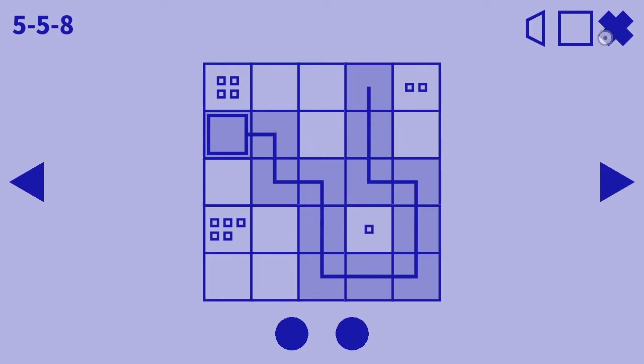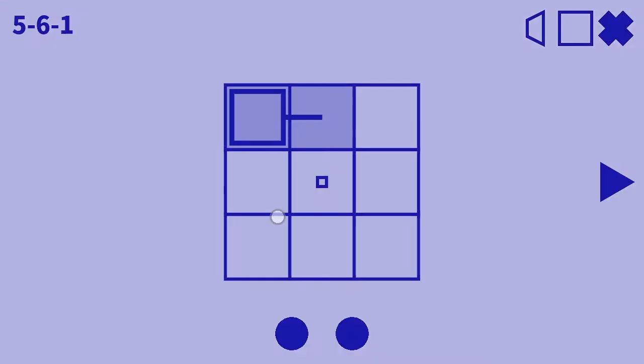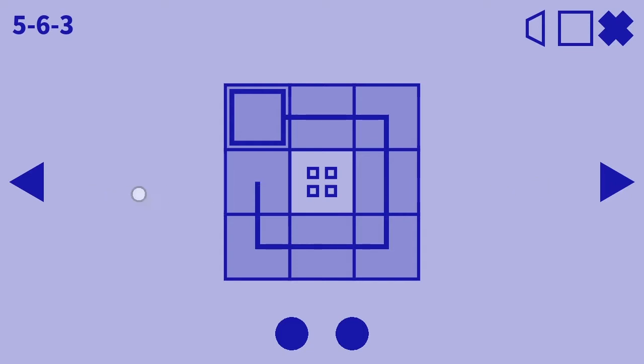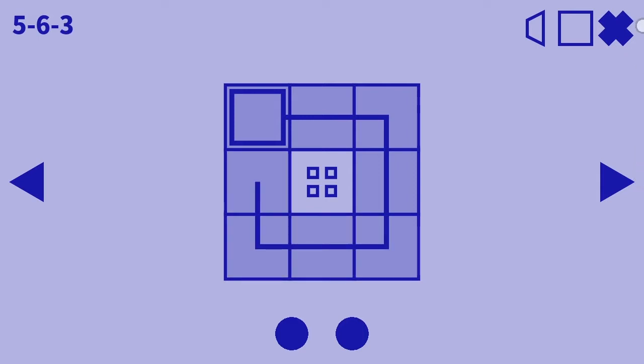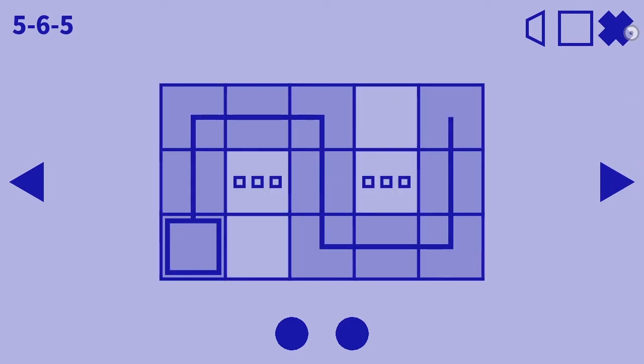2, 1. I mean, yeah, super simple. 5, 6. 1, 2, 4. Number of adjacent spaces shaded in. I mean, that's not something I've really considered. That seems to be what this is. Yep.